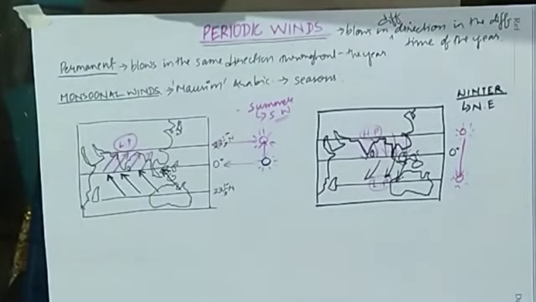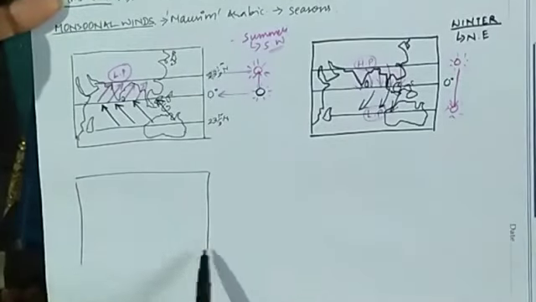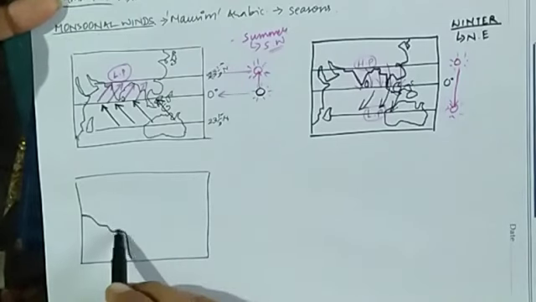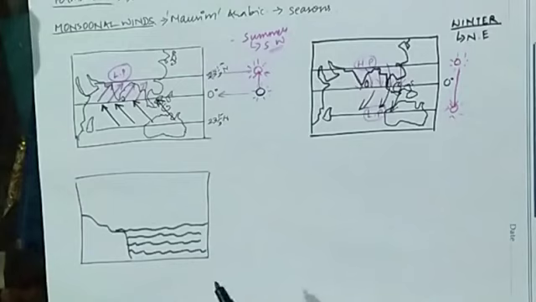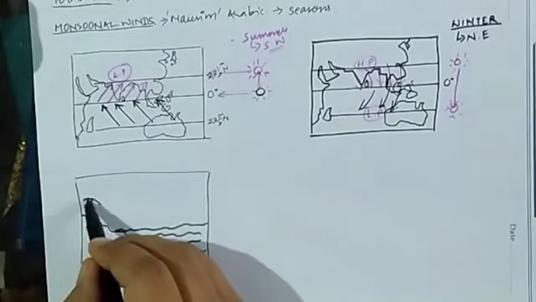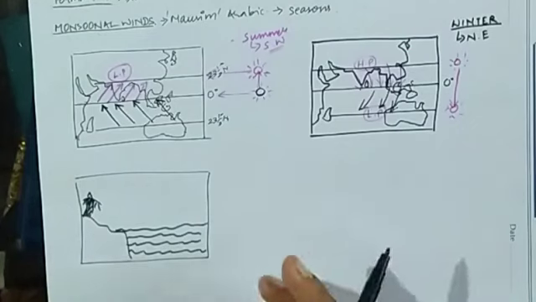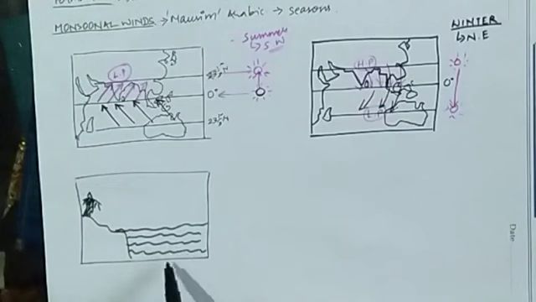Now another example is also there, students, that is the land and the sea breeze. We have already done those things in the previous videos also, isn't it? Like the differential heating of the land and water. So the land is opaque, whereas the water is transparent in nature. So the water takes more time to heat up, isn't it?